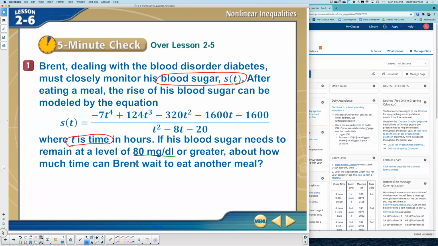What is that referring to? Is that a time or a blood sugar variable? And you can look at the unit. Is the unit a measurement of time, or would that be a measurement of blood sugar, you think? Milligrams per deciliter. That would be blood sugar. So what we can do is substitute this in for S of T. And now we can say all this real world problem, all I need to pay attention to is the math side of it. So the question though is, how much time can I wait to eat another meal?